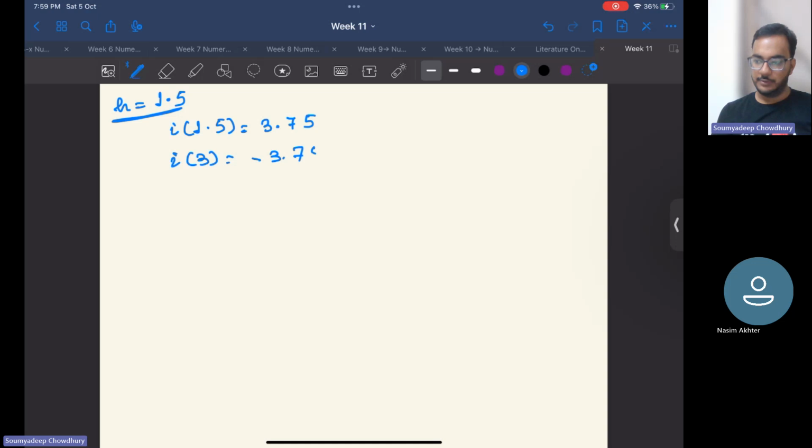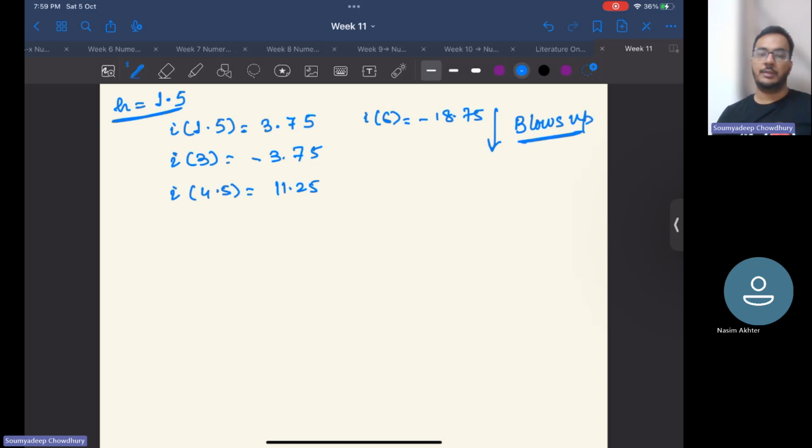The next step, if you see, minus 3.75. I of 4.5 is 11.25. I of 6 is minus 8. So you can see here that the function is again increasing, or it is abruptly increasing, like your solution is blowing up. If you do 3-4 steps, you will see that it is enormously increasing. So again, this is an unstable solution.